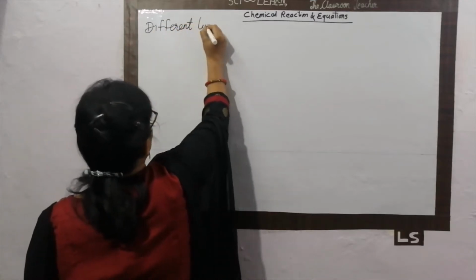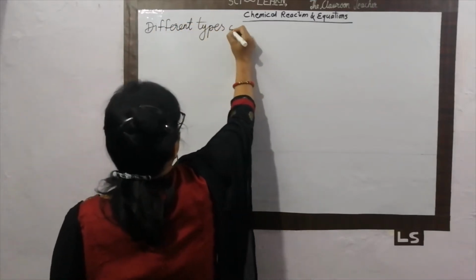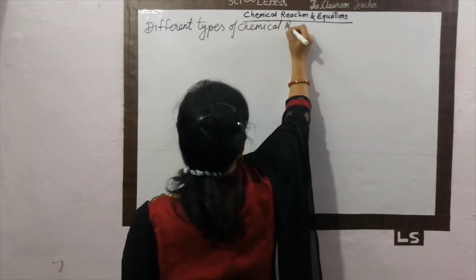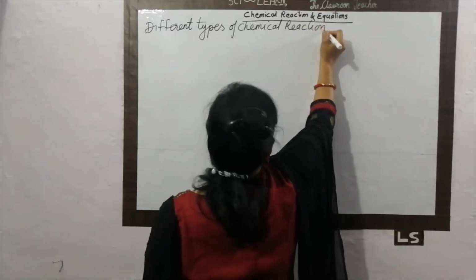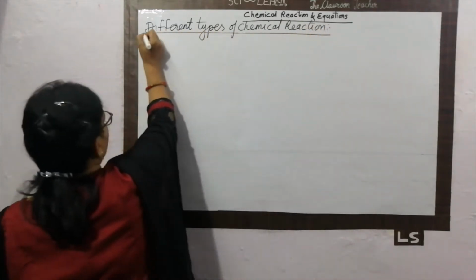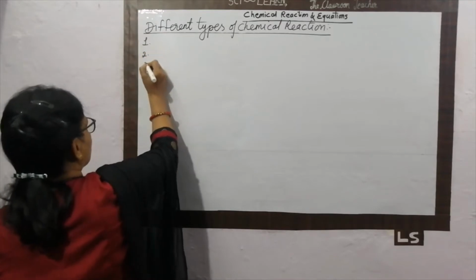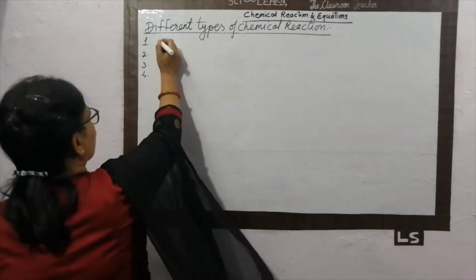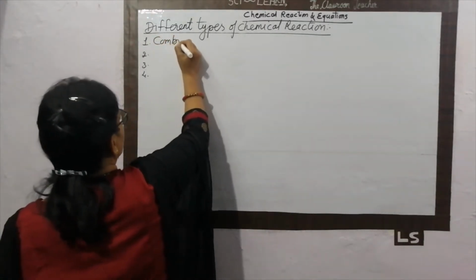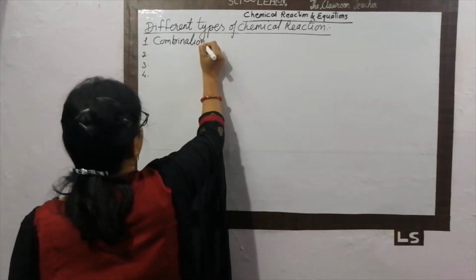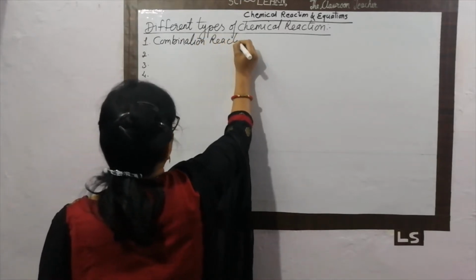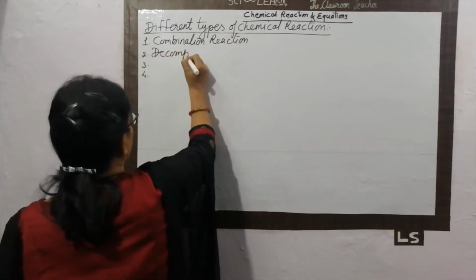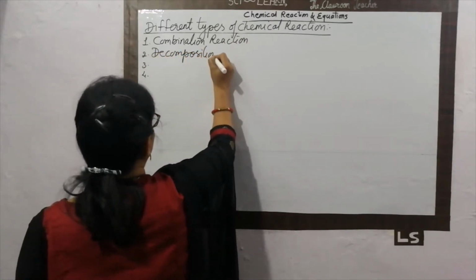Different types of chemical reactions. In this topic, we have to discuss 4 types of reactions. First is called combination reaction. Second is called decomposition reaction.